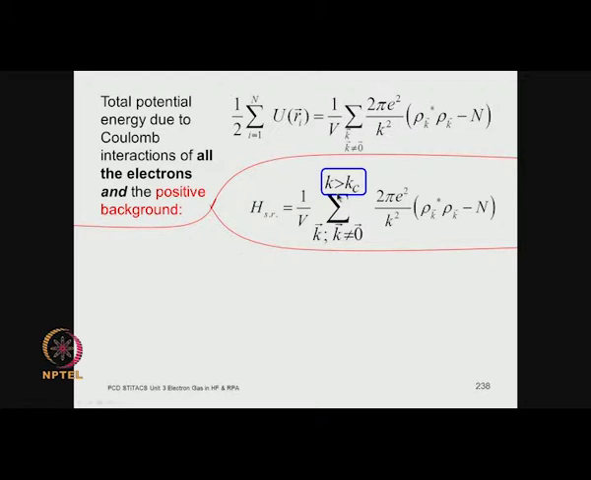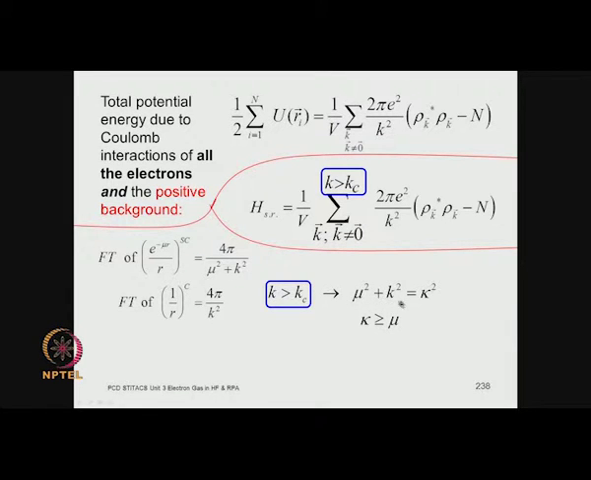So this is the difference, and if you remember the Fourier transforms of the Coulomb interaction and the screened Coulomb interaction, the difference is here. If you write mu square plus k square as kappa square, then whenever k is greater than kc, it amounts to having a kappa which is greater than or equal to mu. So you can write this as 4 pi over kappa square, which is similar to the Coulomb interaction itself. So the difference is the same as that you have between the Coulomb interaction and the screened Coulomb interaction.